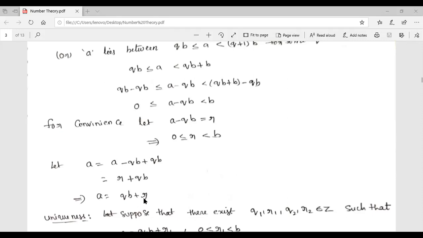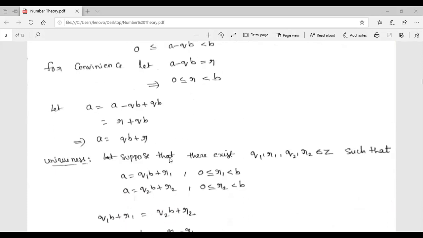Okay, so here we need to prove uniqueness also. For uniqueness, suppose that there exist q1, r1, q2, r2 belonging to Z, which are elements of the integers, such that a is equal to q1b plus r1, a is equal to q2b plus r2, 0 less than or equal to r1 less than b, 0 less than or equal to r2 less than b. So q1b plus r1 is equal to q2b plus r2.